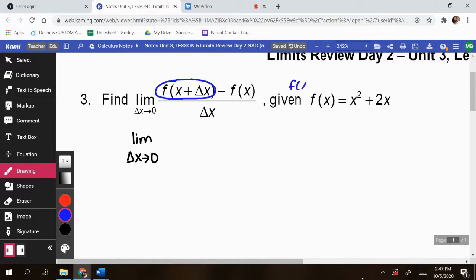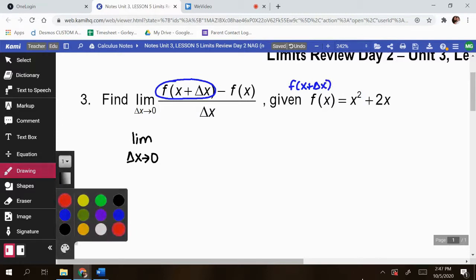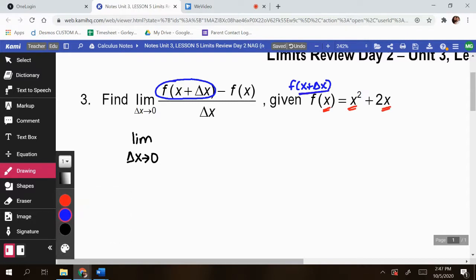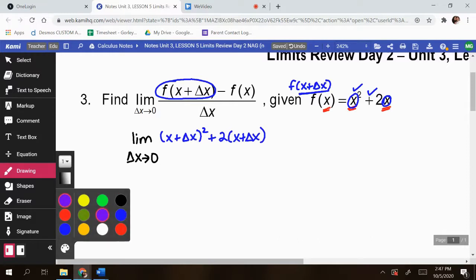Really, if I want to figure out what f of x plus delta x is, everywhere I saw an x in this function before, now I'm going to be replacing x with x plus delta x. So here instead of seeing x, I would see x plus delta x squared. That takes care of that term, plus 2. Again, instead of x, I'm going to see x plus delta x. Then we have a minus sign, so the minus sign comes next.